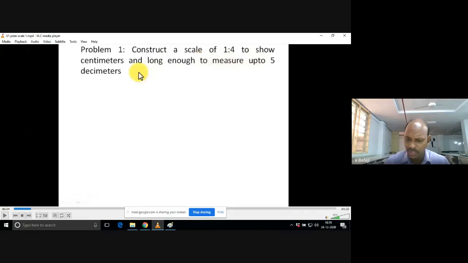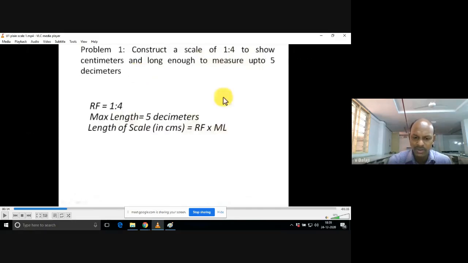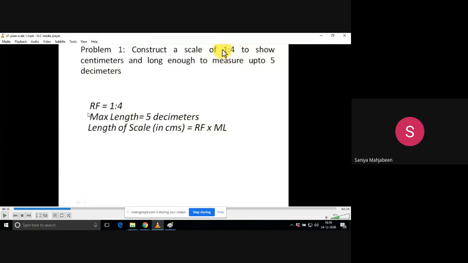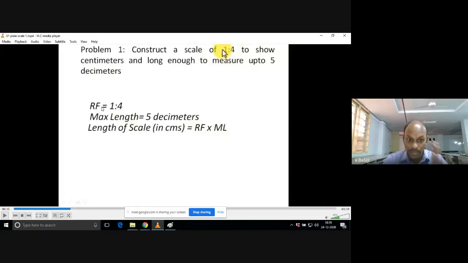Remember, can you repeat after me? RF, representative fraction. I think you are not following. Are you there? Yes, RF. So what is RF? Representative fraction. Very good. So here it is given directly in the problem.